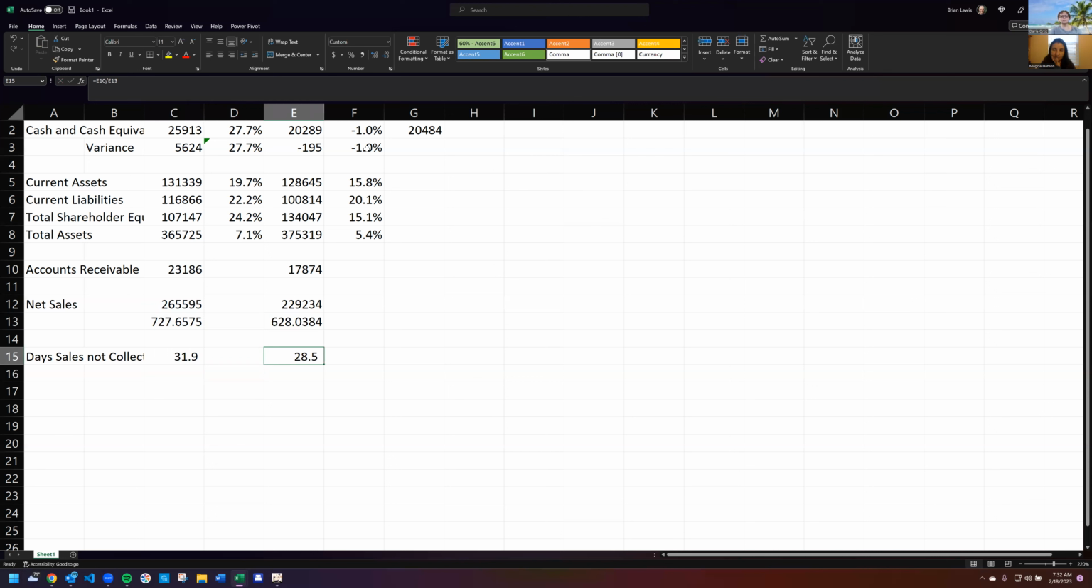The formula, though, I think, if I remember right, is something like, what would it be? I think it should be average receivables. It says average accounts receivable over net sales times 365.